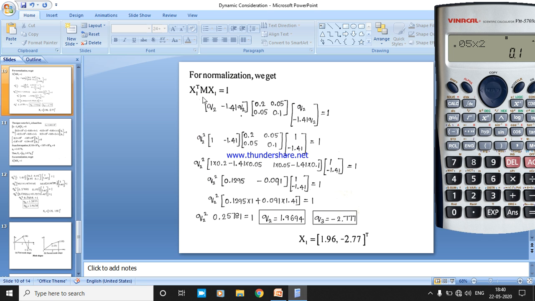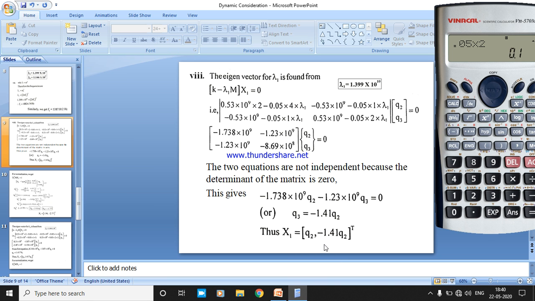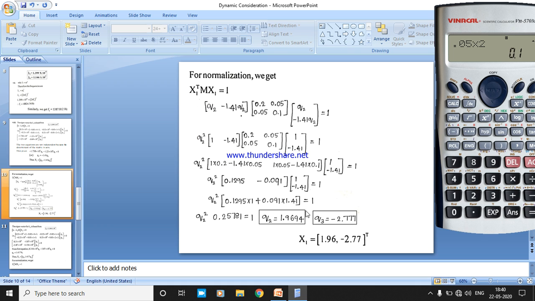So if I substitute the mass matrix 0.2, 0.05, 0.05 and 0.1, here I have X transpose, Q2 and minus 1.41 Q2. This is M, 0.2, 0.05, 0.05 and 0.1. And X1, which is not a transpose, becomes here. In both the cases I will take Q2 common. I will get Q2 square because here Q2 I took common, here Q2 I took common. I got Q2 square and this remains 1.